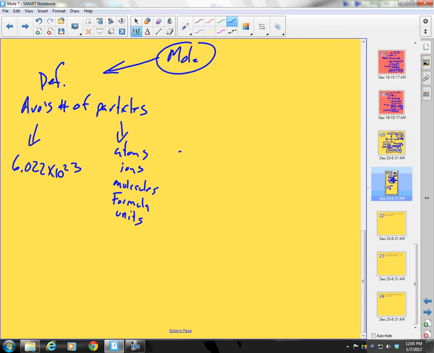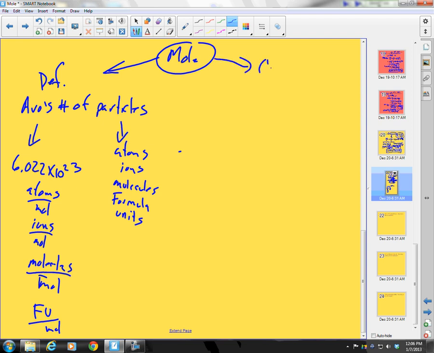What are my units for Avogadro's number? Particles per mole, or atoms per mole, or ions per mole, or molecules per mole, or formula units per mole. So I can have 6.022 times 10 to the 23rd per mole.